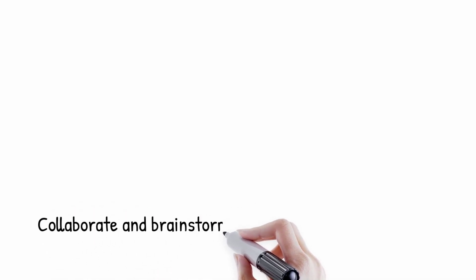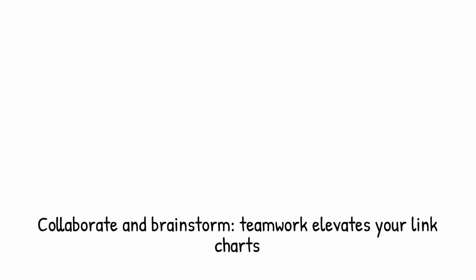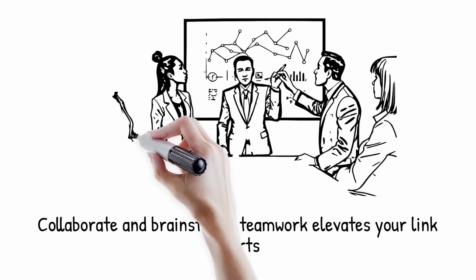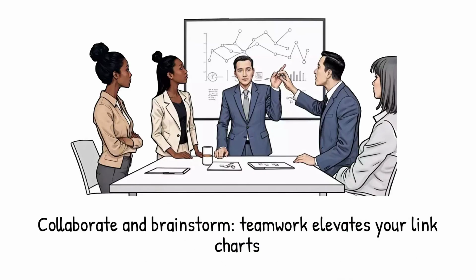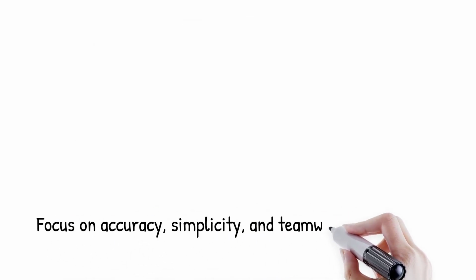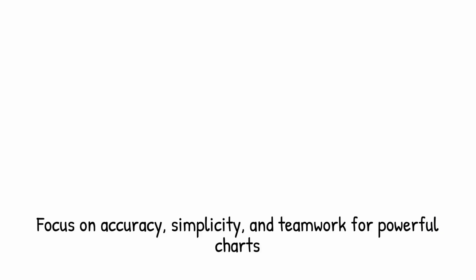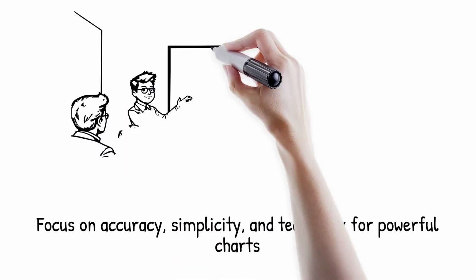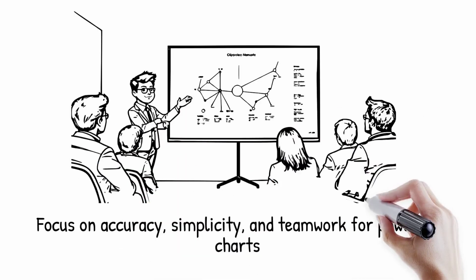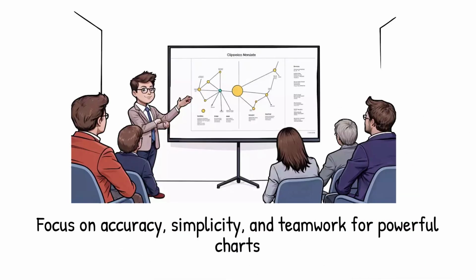Collaborate with your peers. Sharing insights and interpretations with other analysts can provide fresh perspectives and validate your findings. Group brainstorming can uncover hidden connections and new areas to explore, making your link charts even more effective. By focusing on data accuracy, simplicity, and collaboration, you can create link charts that are not only insightful, but also instrumental in solving criminal cases.